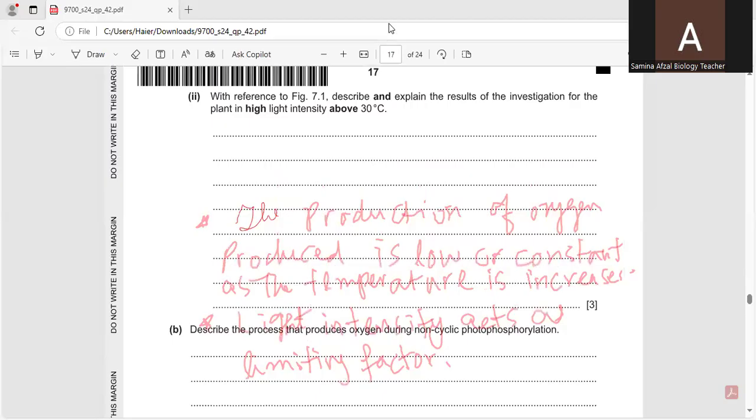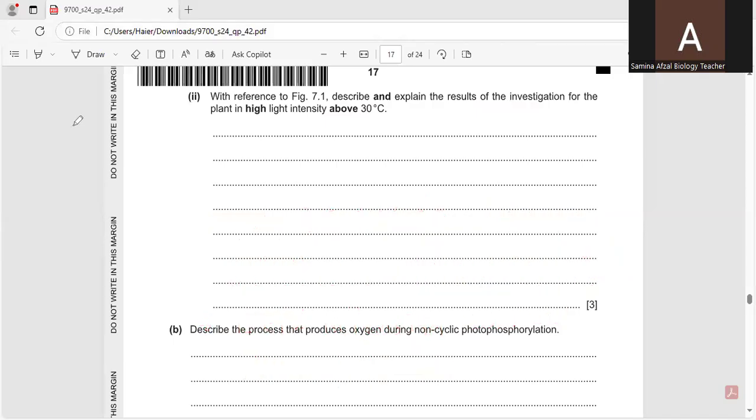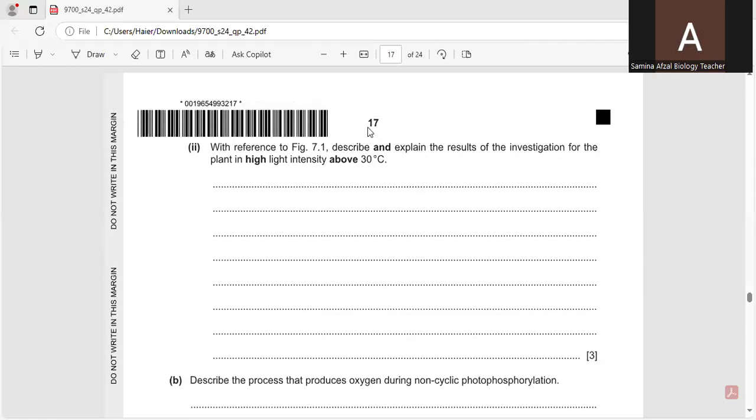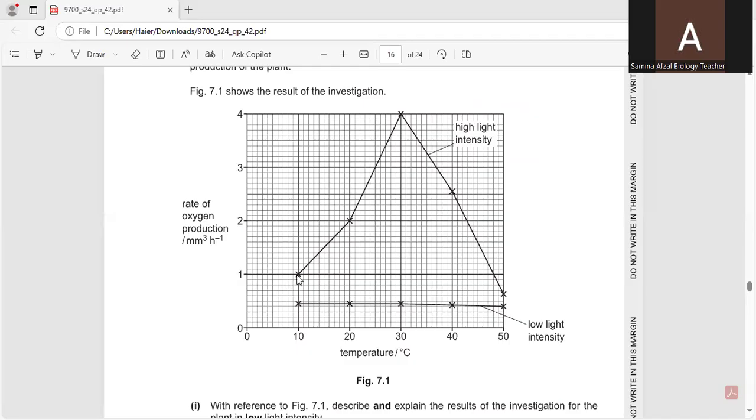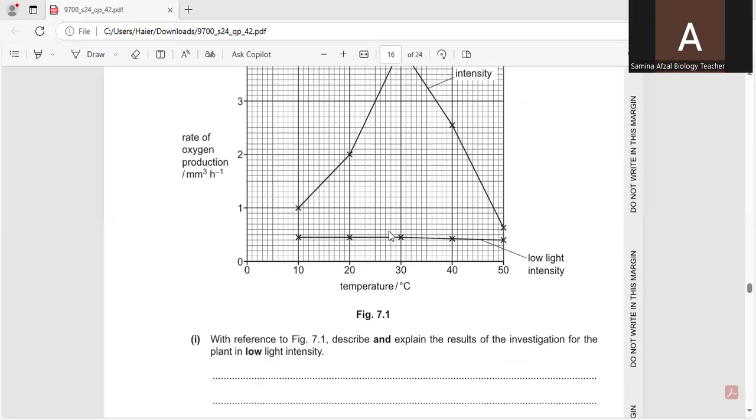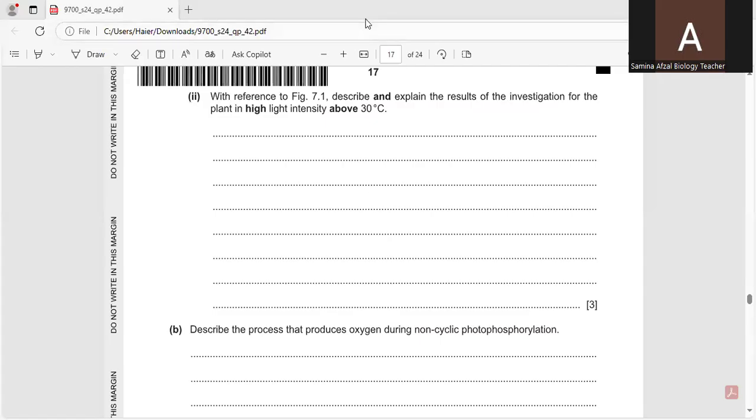And the next question is, with reference to figure 7.1, describe and explain the results of the investigation for the plant in high light intensity above 30 degrees centigrade. We will move towards the graph again. You can see the rate of oxygen production is optimum at 30 degrees C, and after 30 degrees C, it is decreasing, and at 50, it is stopped. So we will write the answer in this way, that is, the rate of oxygen produced is maximum at 30 degrees centigrade. After 30 degrees centigrade, it starts decreasing.